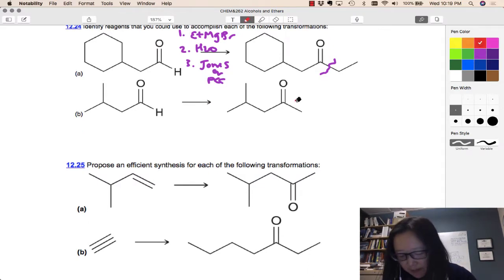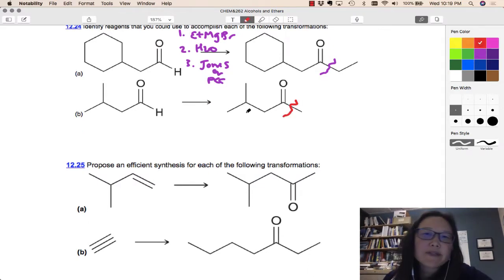Similarly, you guys can probably figure out how to do this one. It's almost the exact same thing, but with methyl magnesium bromide instead of ethyl.